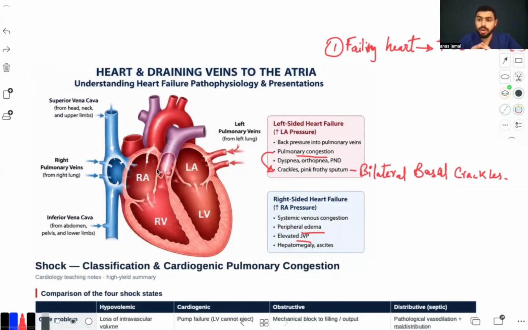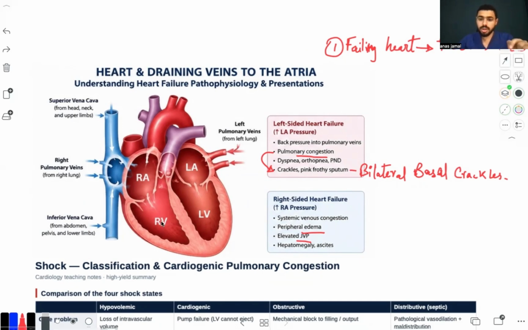Guys, the pathophysiology of cardiogenic shock is when the heart fails to pump. This leads to accumulation of blood inside the heart, which increases the pressure inside the heart chambers and therefore reduces the pressure gradient that drives the venous return from the draining veins to the left atrium and right atrium. Left ventricular failure will lead to back pressure in the pulmonary veins, leading to pulmonary congestion, which will cause pulmonary edema that can be heard as bilateral basal crackles on auscultation.